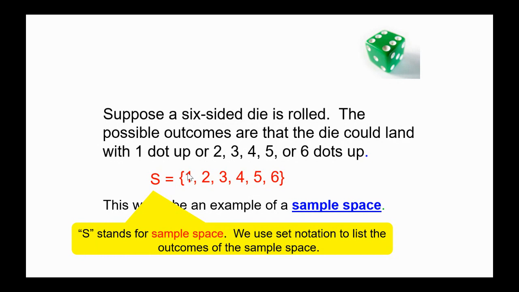100%, right? Because I just named all the options. You're going to look at me and say, dude, you just named everything. You're 100%. You're going to roll one of them.